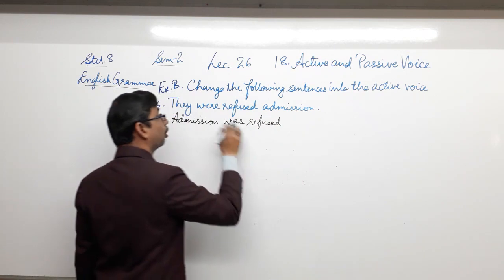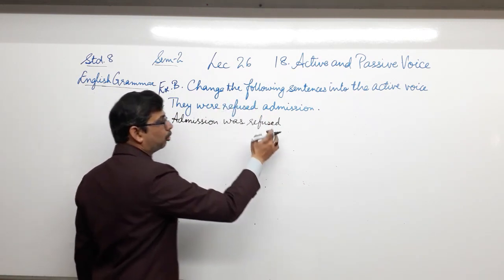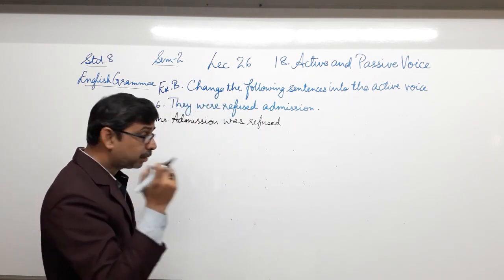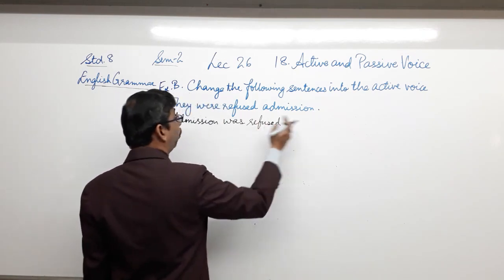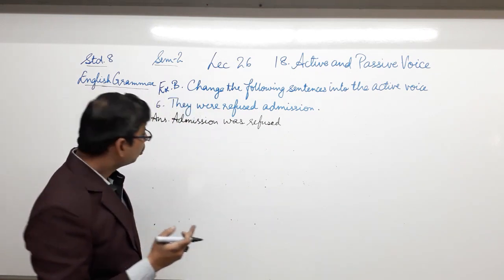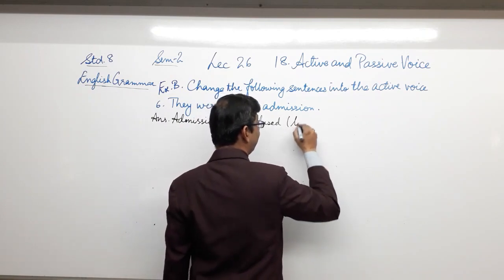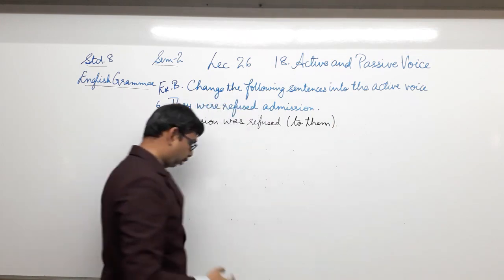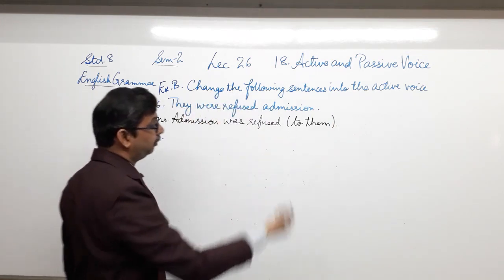Refused is again refused because it is the past participle form already given to us, and its past form is also refused. Here we are using the past form and not the past participle form. Try to explain to yourself. Admission was refused. Now we are not going to write over here by them because it is the active voice, not the passive voice. So we will change the word they into to them and write it in the bracket for our acknowledgement, to them. So this is the way to change the passive into active voice.